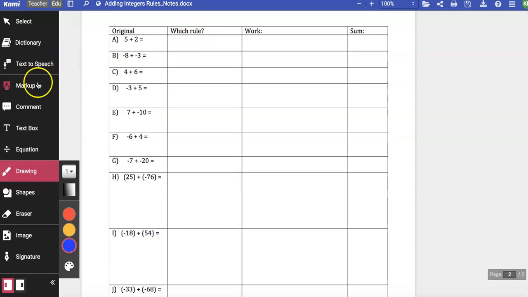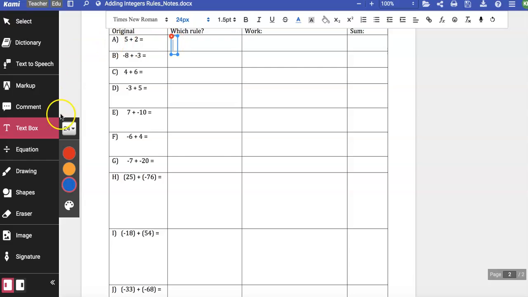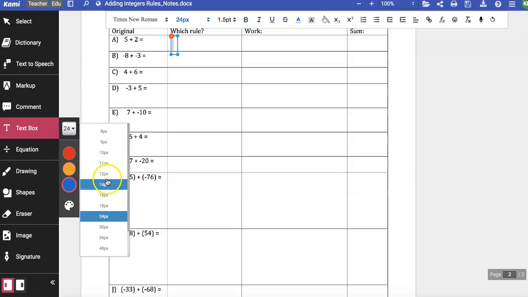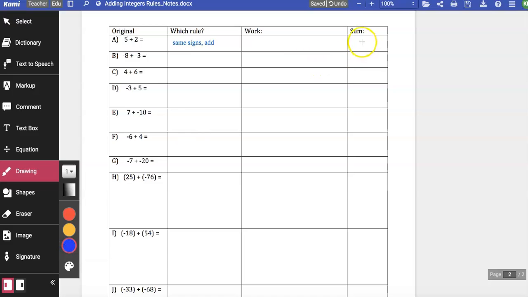Okay, so I'm going to go over to my typing tool. And I need to make this a little bit smaller so it'll fit. Let's try size 16. Okay, signs are the same. So I'm just going to put same signs, and then that means that you add. Same signs, you add. So then we can just do this in our head. We don't really need to show work for some of these. 5 plus 2, we can do that in our head, it's 7. So I'm going to go over to my drawing tool and I'll write 7.